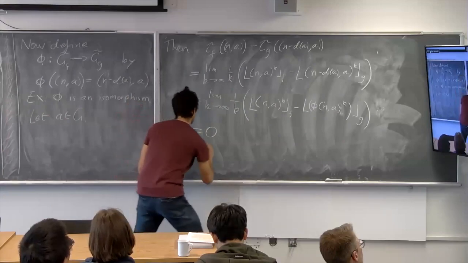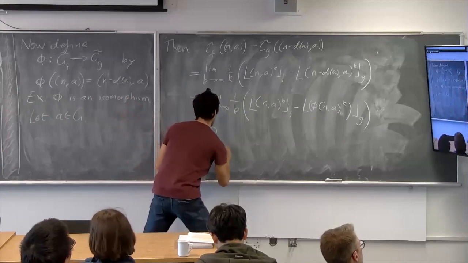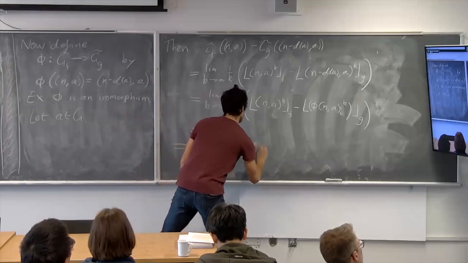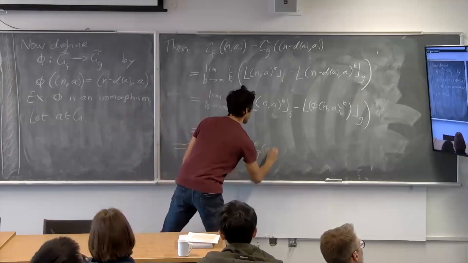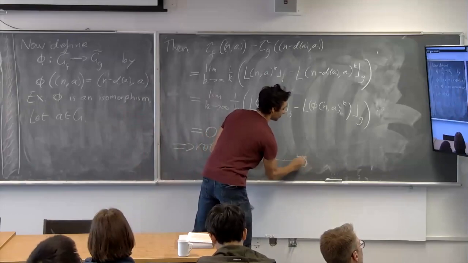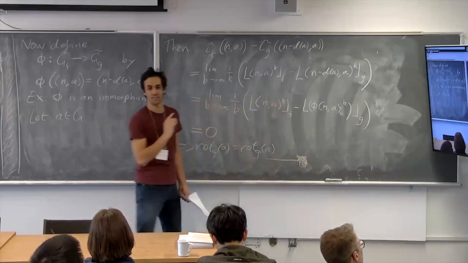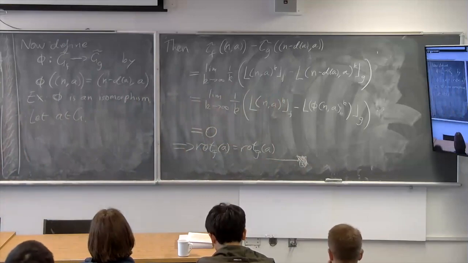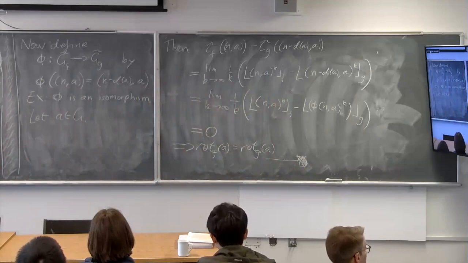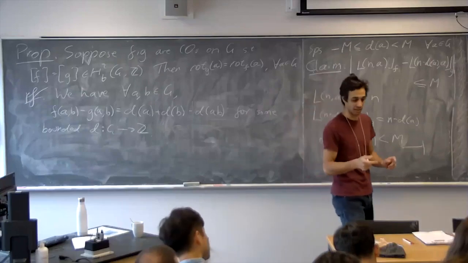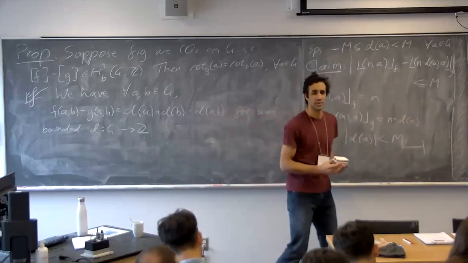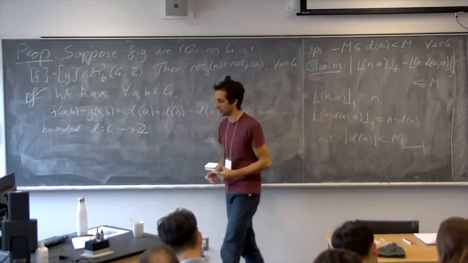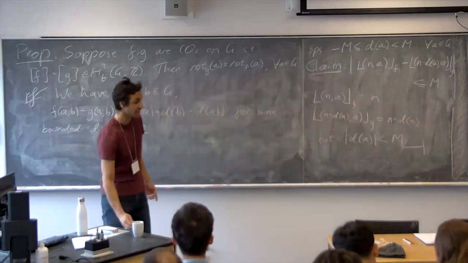This implies that the rotation number with respect to F of A is equal to the rotation number with respect to G of A. I didn't even have to look mod Z because of the lifts that I chose. So rotation number is an invariant of the bounded cohomology class. You actually get some kind of dynamical information out. Questions about that?